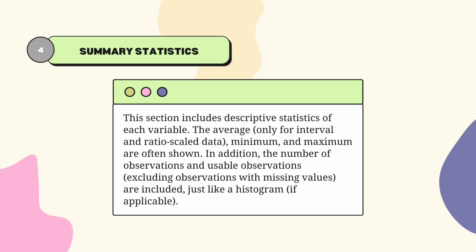For the fourth one, the summary statistics. This section includes descriptive statistics of each variable. The average is given only for interval and ratio scale data. Minimum and maximum are often shown. In addition, the number of observations and usable observations, excluding observations with missing values, are included, as well as a histogram if applicable. So in summary statistics, we put the graphs, the data, and the tables of our research. Not that the data is stored here, but this is where it is explained or summarized by the researchers.